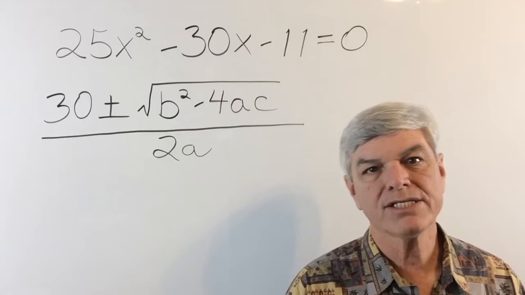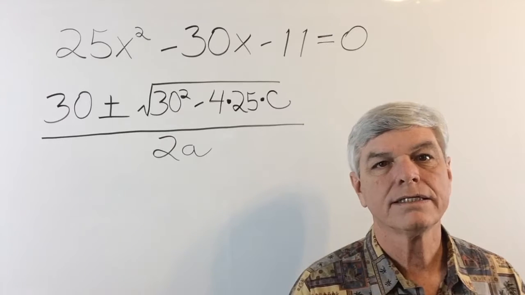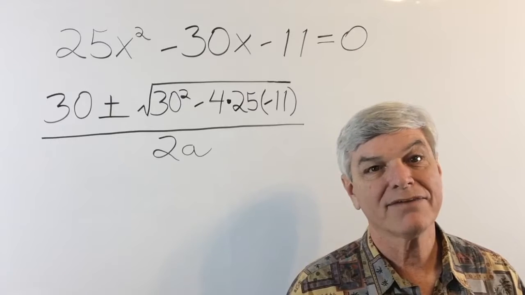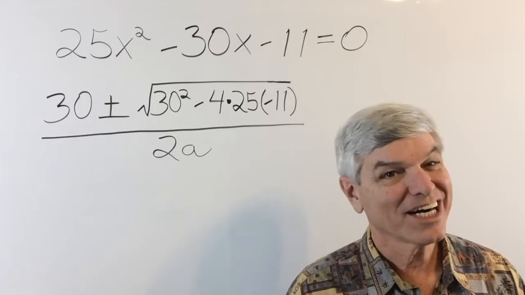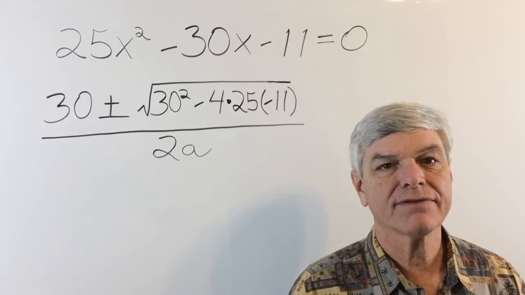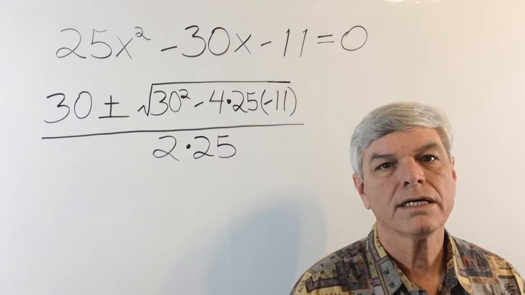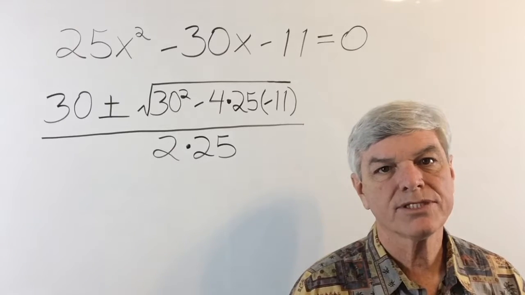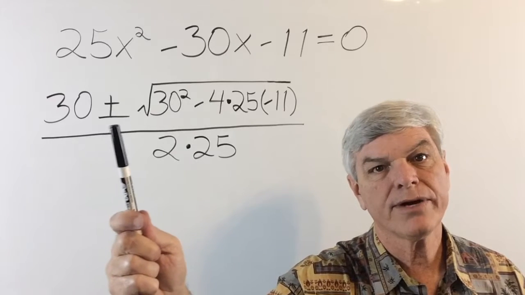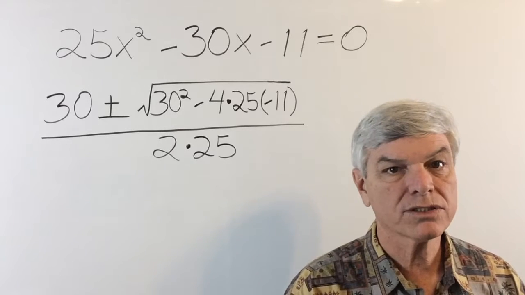And the square root of b squared, and b again is -30, and c is -11. And you better put that -11 in parentheses, or you're going to be subtracting that instead of multiplying it like you should. Be very careful about that. And 2a, a is 25. And there we've substituted in all of our values, and our 30, we don't need to do anything there, plus or minus the square root of 30 squared. What's 30 squared?